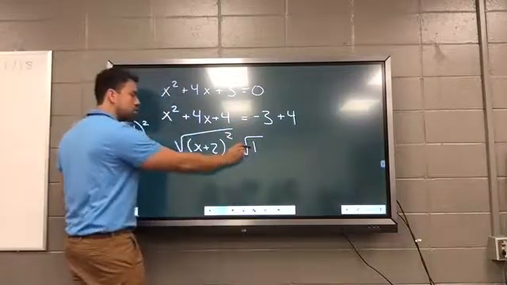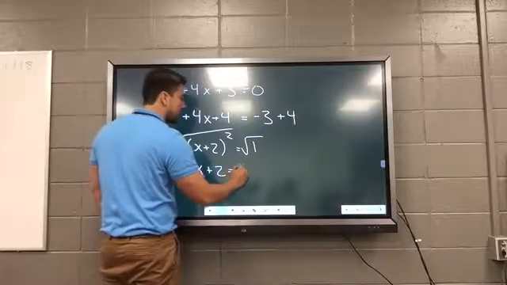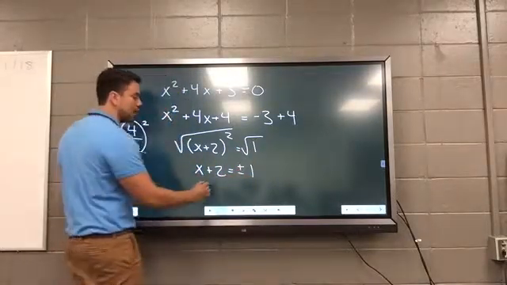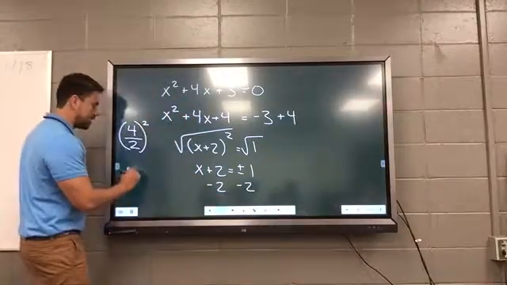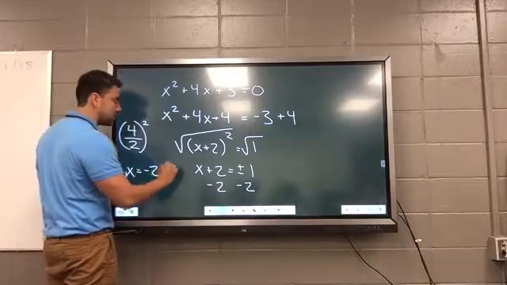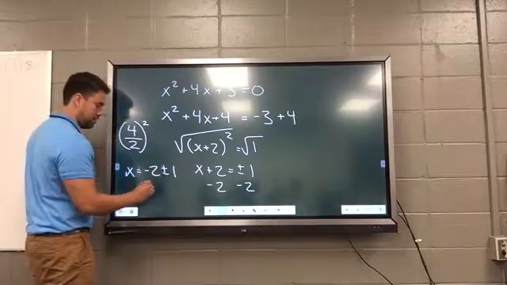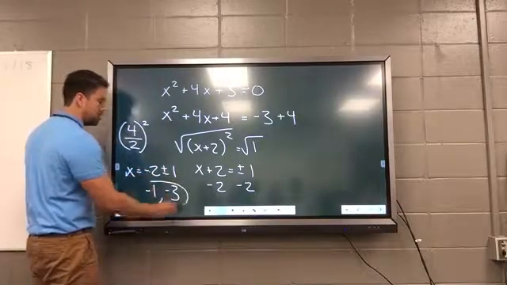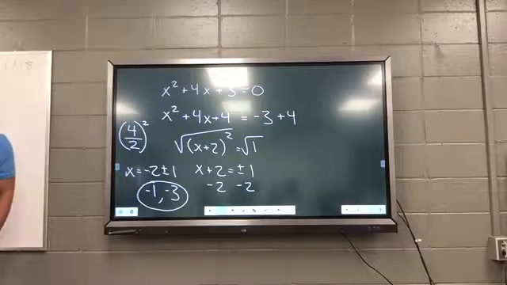I just introduced 2 answers. So I get x plus 2 equals plus or minus, what's the square root of 1? 1. What do I do to both sides? Subtract 2. So you can think of it like this: x equals negative 2 plus or minus 1. What's negative 2 plus 1? Negative 1. What's negative 2 minus 1? I mean, that's what some of you got. How many of you did it the quick way? How many of you did it?